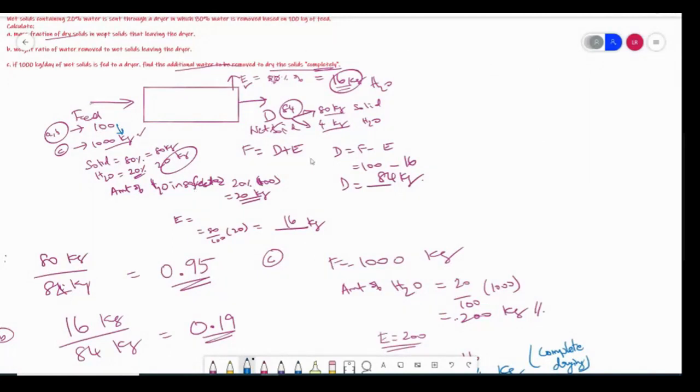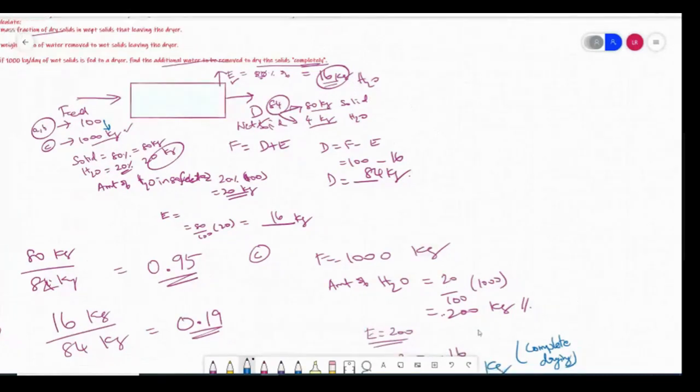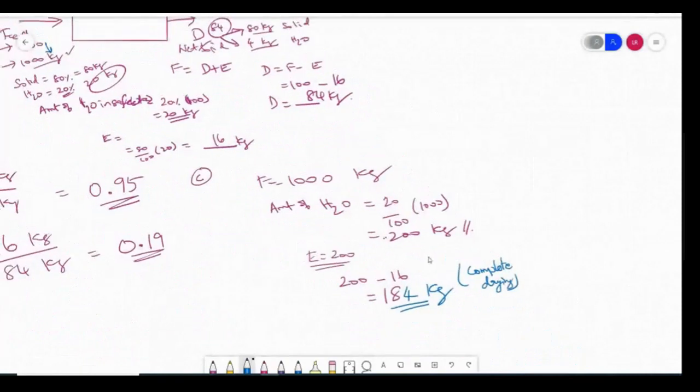Yes, sir. I'm saying that you had been sending 1000 kg of feed for the C part. In the first part, you had sent 100 kg. Yes. So you removed 80%, and the feed contains 20% of water. So 20 kg into 0.8, so 16 kg you removed in the first part. Yes. So for 100 kg you have solved. For 900 kg you have to solve it again, and that is the additional that we have to remove, I think.